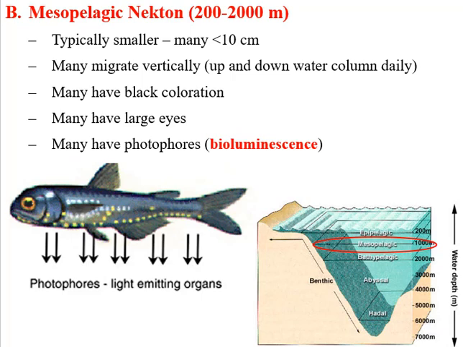And so what's a good strategy, and what's exhibited by a lot of mesopelagic animals, is that they vertically migrate. They swim up to shallow water at night where it's dark, and they swim down into deeper water during the daytime. And when we look at migration, we'll look at this daily migration. Some people say it's not a real migration, but it's a daily shift of the location of these animals.